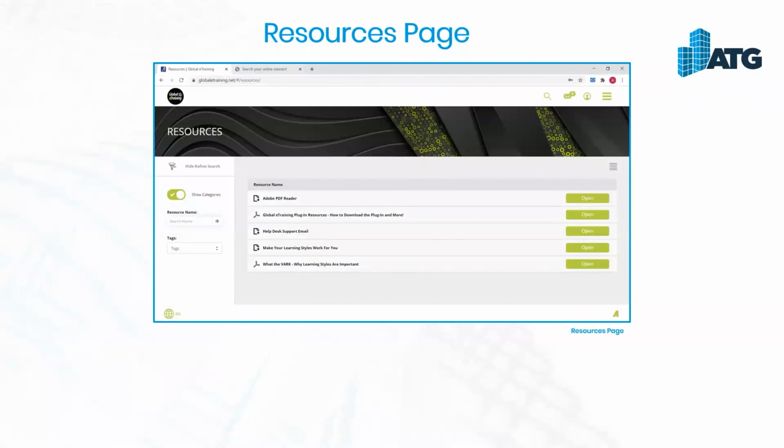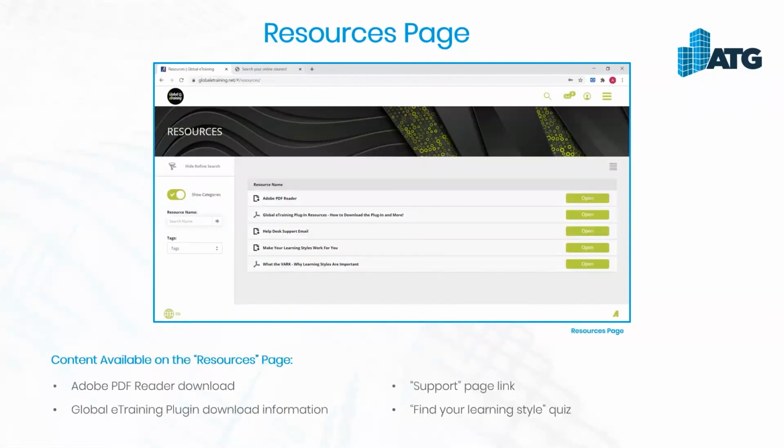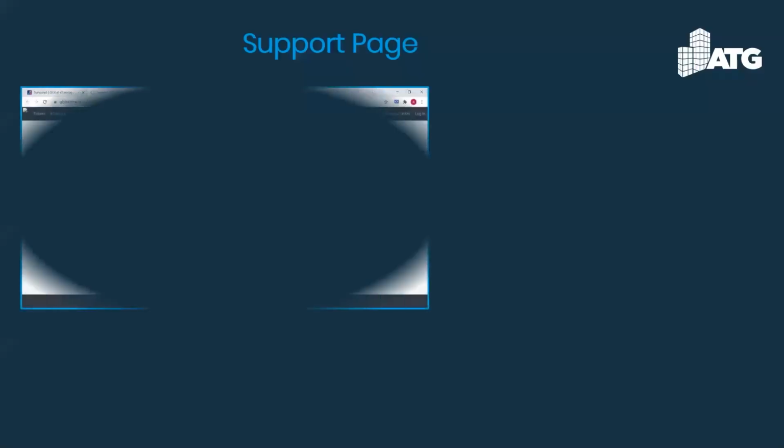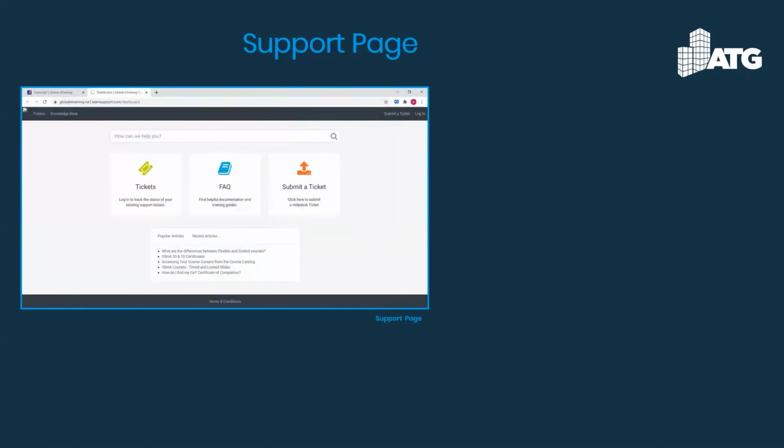All right, so here's the resources page. This gives you some additional content. You can get some downloads for the Adobe Acrobat Reader if you need to. There is a global eTraining plugin that you can get, and this would tell you how to get that. The support page link is in here, and there's a Find Your Learning Style quiz that's kind of cool too. You can click on that from the resources page and take a quiz, and it'll give you some recommendations about the best way that you could utilize the service to suit your learning style.